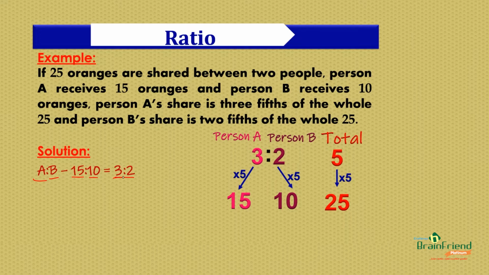So having 3:2 means that we have successfully represented this question in a ratio, or the shares of oranges that each person gets, we have been able to represent it in a ratio. So 3:2 represents the number of shares these individuals get.